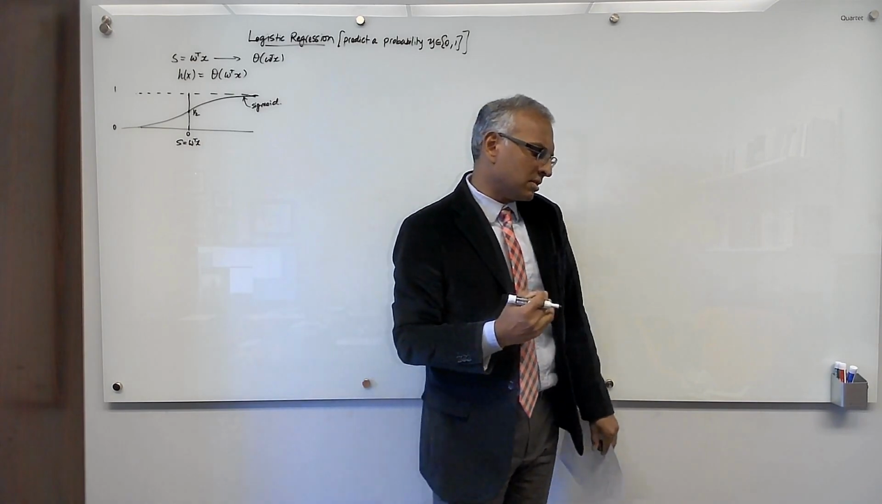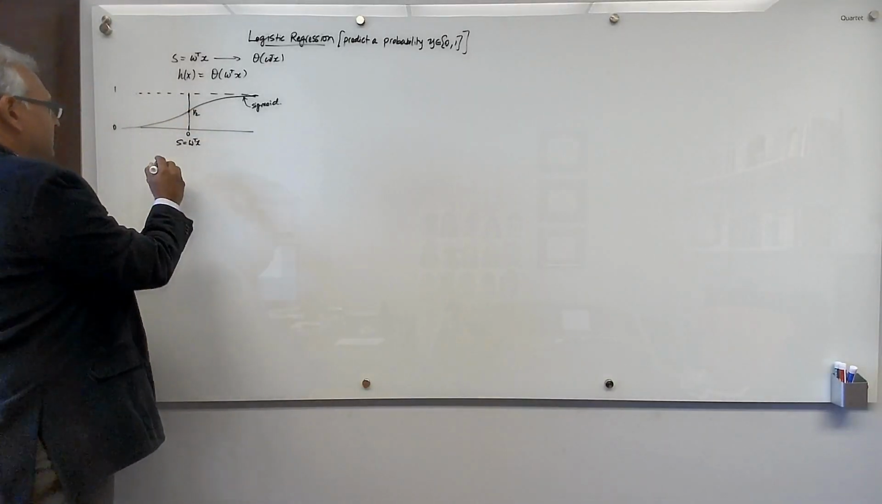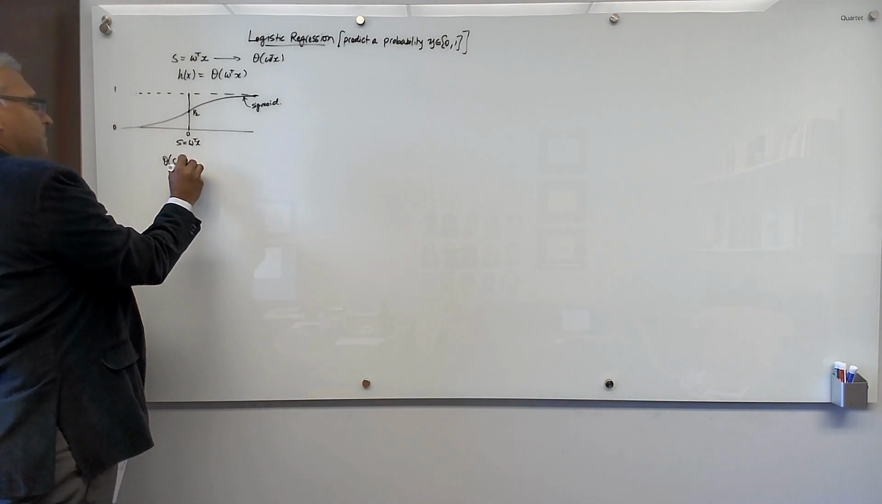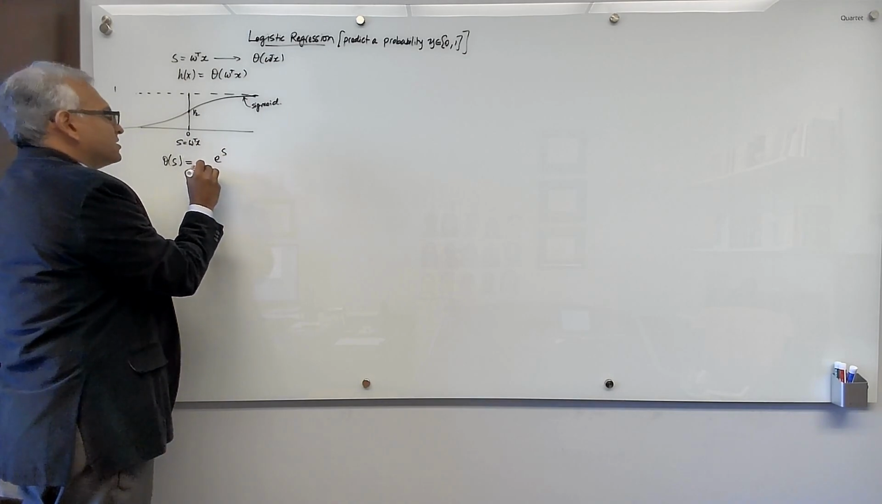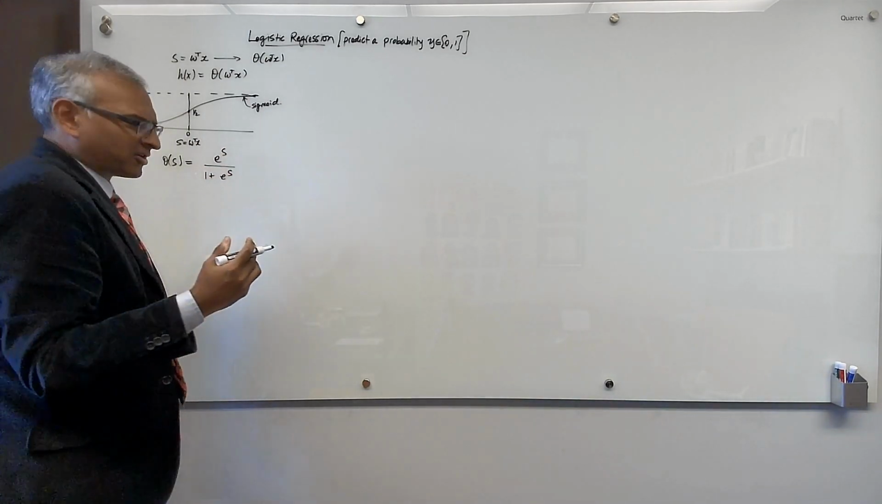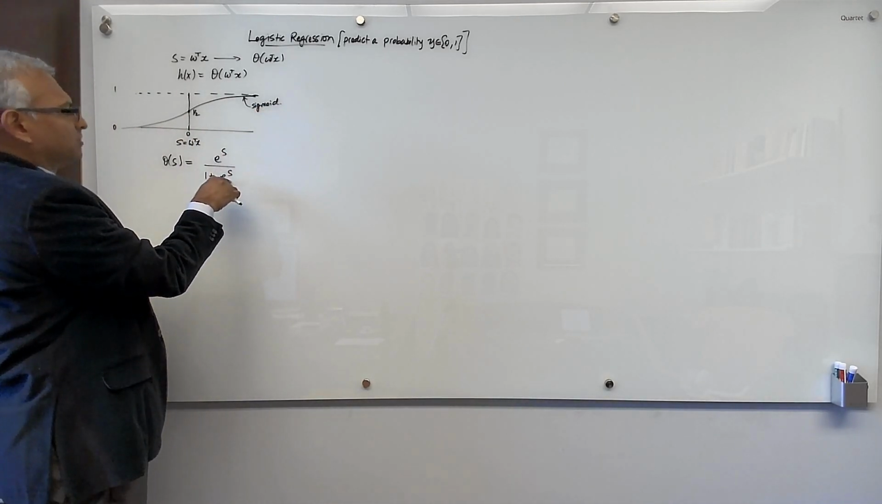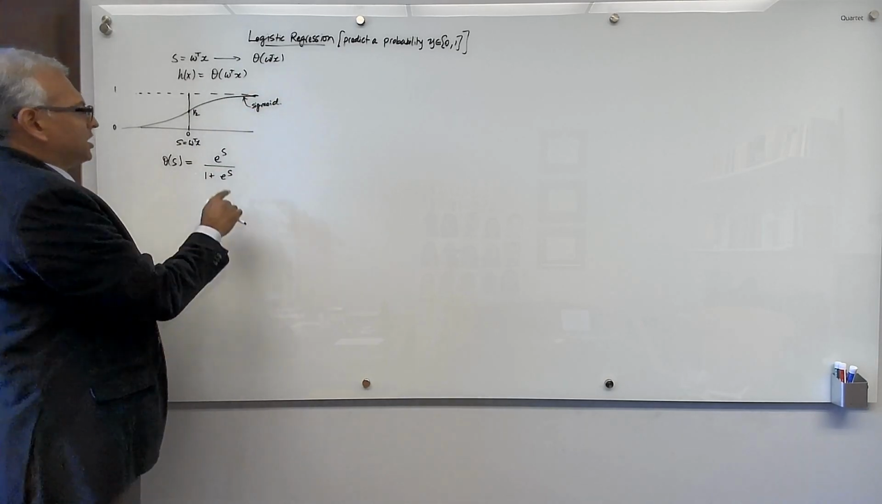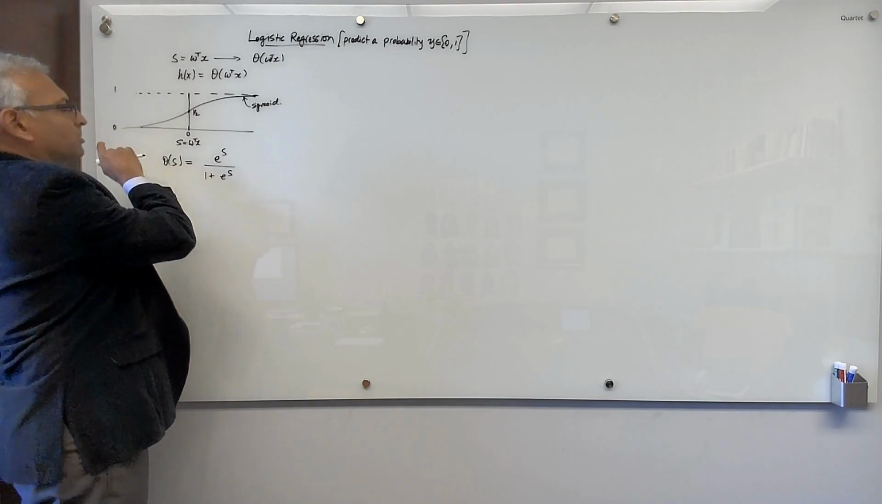And so the sigmoid that we're going to choose is a particularly convenient sigmoid. Theta of s has this mathematical form: e to the s divided by 1 plus e to the s. You can easily verify the two limits: when s goes to infinity, you get e to the s over e to the s, which is 1. And when s goes to minus infinity, you get 0 over 1 plus 0, which is 0.